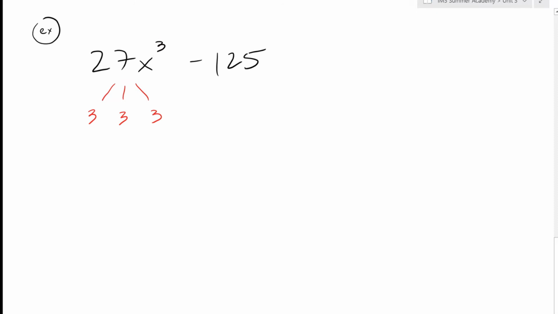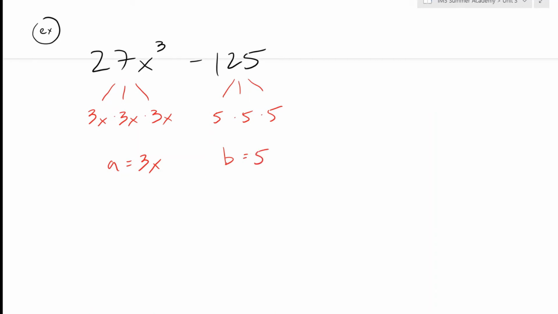Does x to the third break into 3 pieces? Yes, that's x times x times x. See, that's what it will break down to, so my a value is 3x. We just write it once. Now the 125, is there something that what times what times what gives me that? That would be a 5 times a 5 times a 5. So my b value is 5.